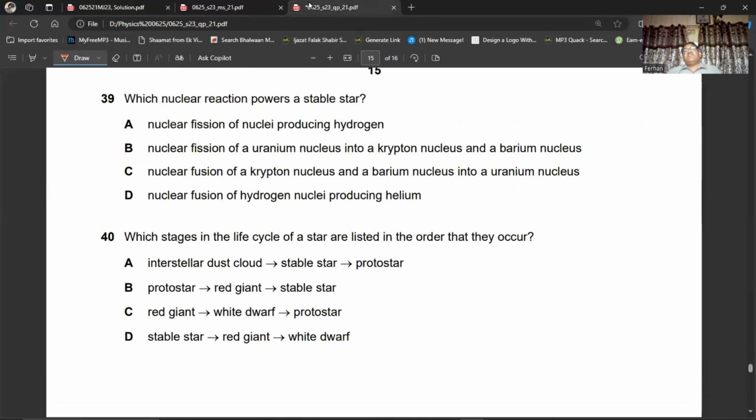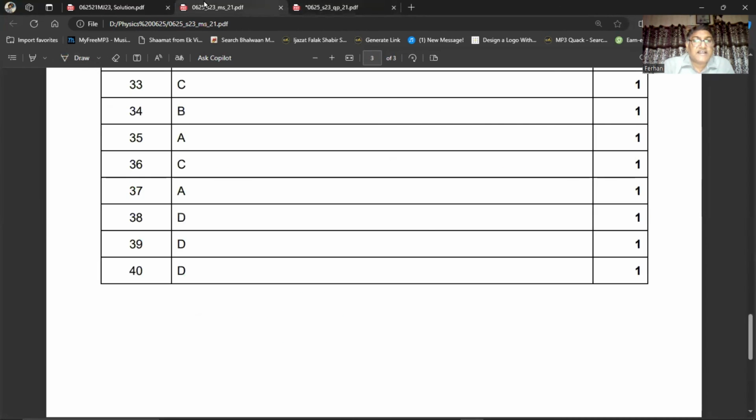Okay, we are on question number 39. It says, which nuclear reaction powers a stable star? In a stable star, the process is fusion, in which smaller nuclei fuse into each other and make a larger nucleus. Nuclear fusion of hydrogen nuclei producing helium is the right answer, since fusion of lighter nuclei is happening. Krypton and barium are very heavy. So question number 39, I think D is the right answer, sir.